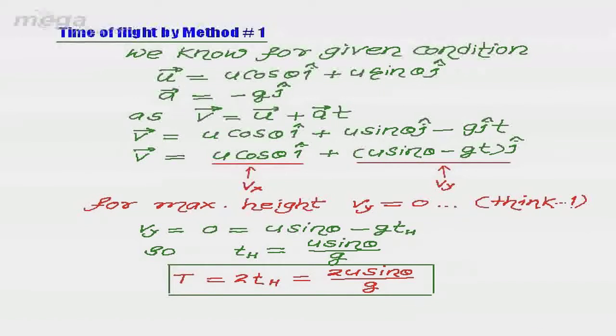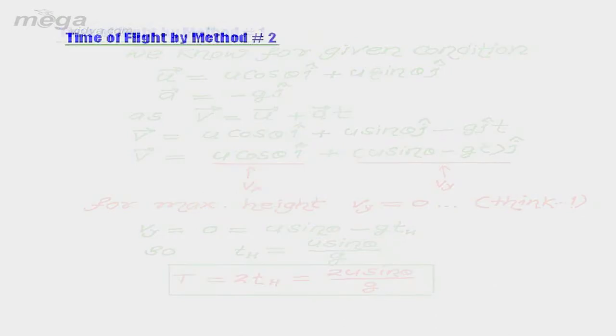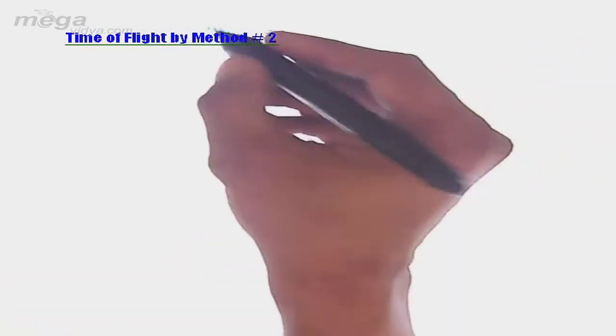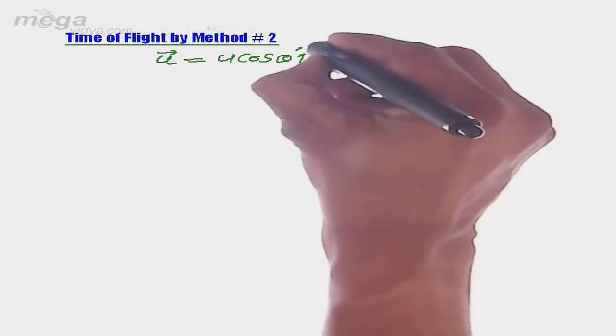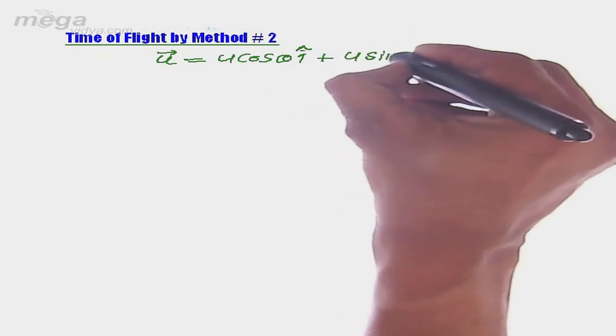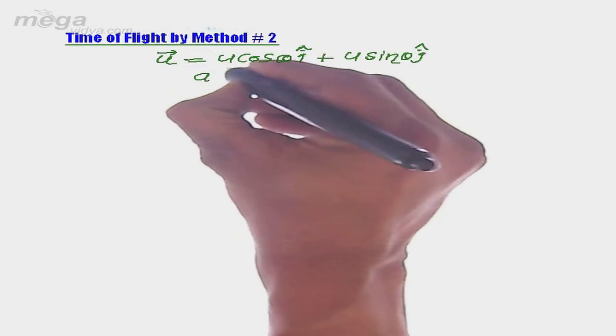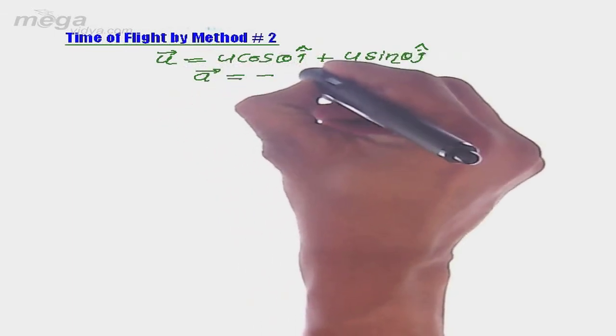Now, we will proceed to get this result by the second method also. So please go through it, because it will give you an advantage in your application part. Now, as we have discussed, in the second method, the information of initial velocity and acceleration is the same as on the previous page. So I am writing it: u cos theta i cap plus u sin theta j cap, and acceleration a to be minus g j cap directly.